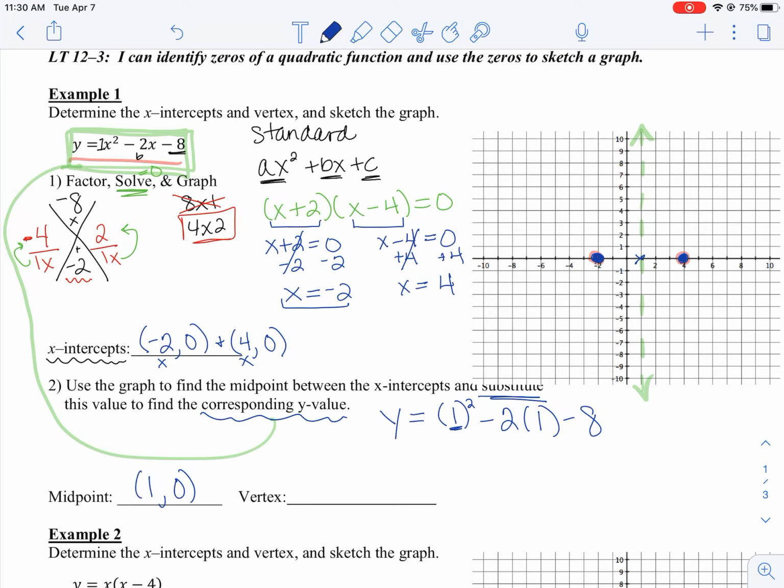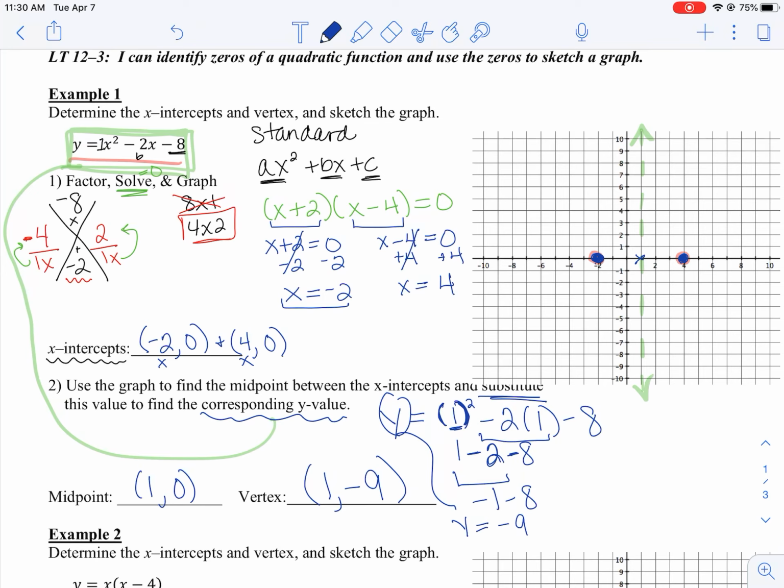Now I follow the order of operations. Exponents first. So 1 squared. If you can't do these in your head, use a calculator, but make sure you use parentheses because that will affect your answer sometimes. 1 squared is 1. There's no other exponents, so now I'm going to do this multiplication. -2 times 1 is -2, and then of course we have minus 8. So now I'm going to go left to right. 1 minus 2 is -1. Minus 8, we get -9. -9 was our y value. So when x was 1, y was -9.